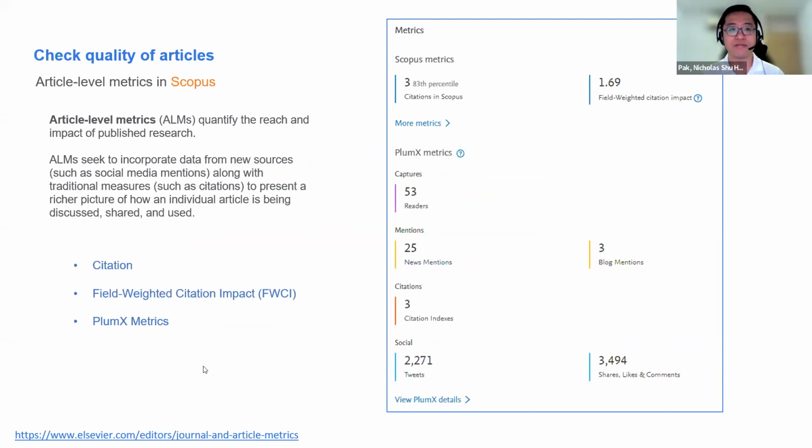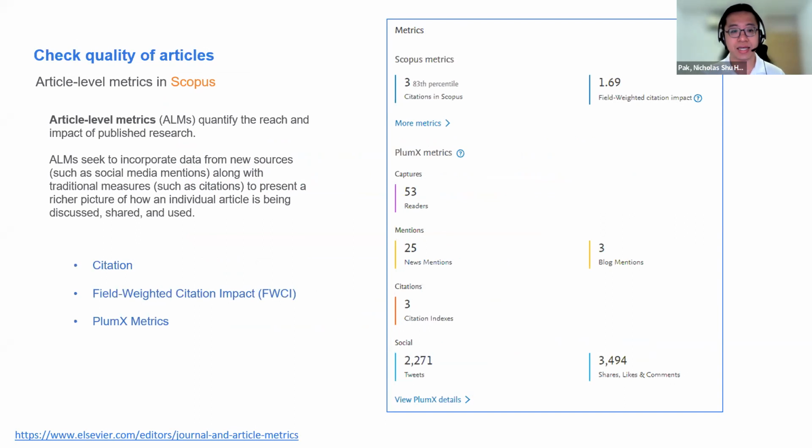So let's take a look at different types of metrics, right? We can take a look at article level metrics, which quantify the reach and the impact of published research. Article level metrics would incorporate data from news sources such as social media mentions, together with citations to present a rich picture of how an individual article is being discussed, shared, and used.